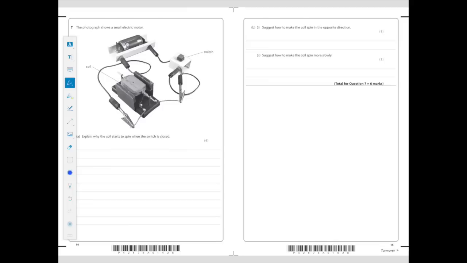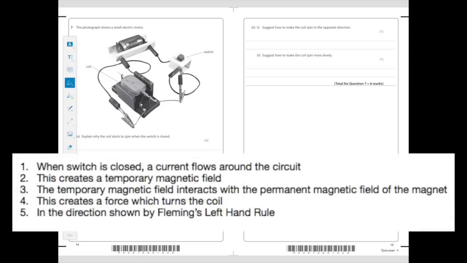The photograph shows a small electric motor. Explain why the coil starts to spin when the switch is closed. Remember, this is a magnetism question, so this is an answer which you can definitely rote learn. When the switch is closed, the current flows around the circuit. This creates a temporary magnetic field around the magnet, which you can see is near the coil. It's stuck in the coil, so right here is where the magnet is. This temporary magnetic field interacts with the permanent magnetic field of the magnet, which creates a force, and that force is what is used to turn the coil. And you can mention Fleming's left-hand rule just for an extra mark.